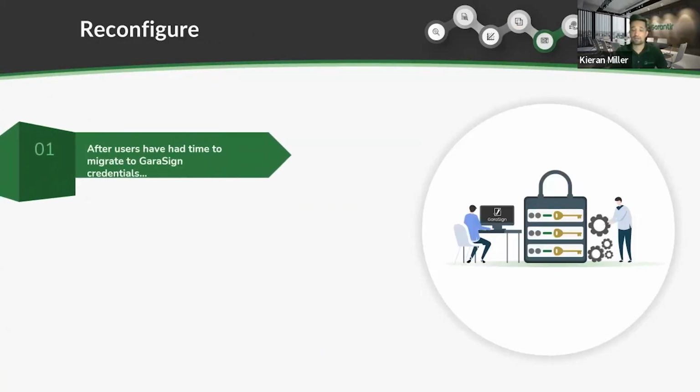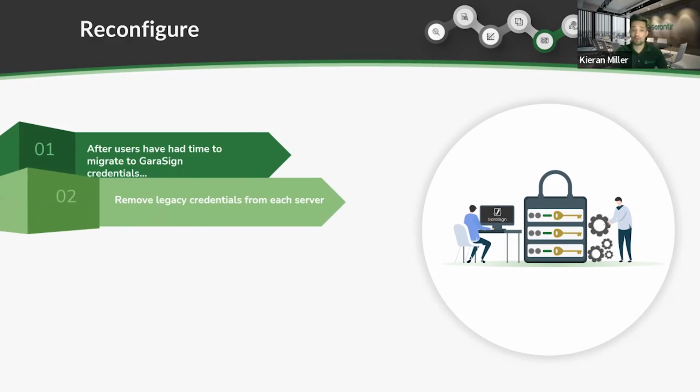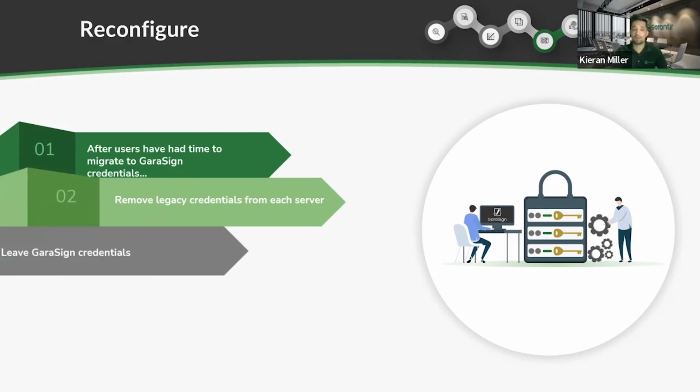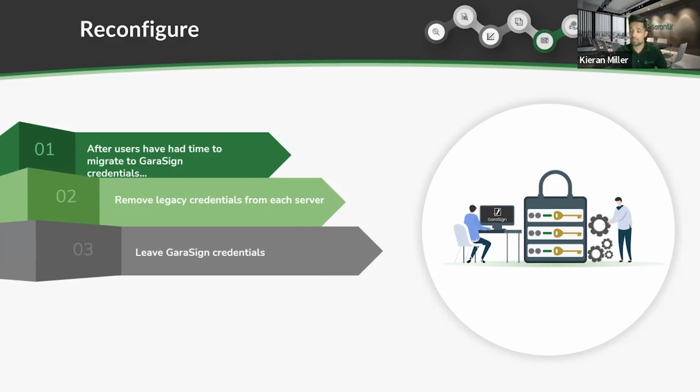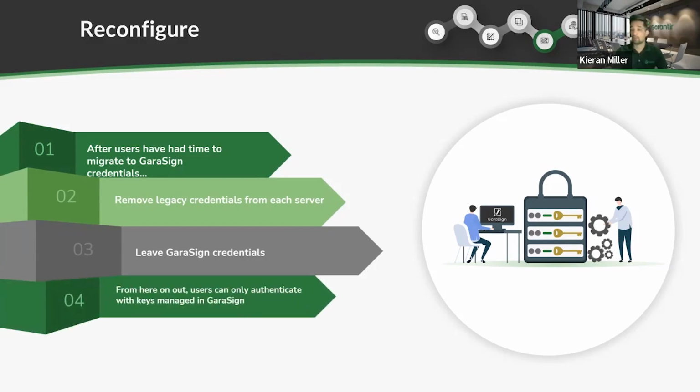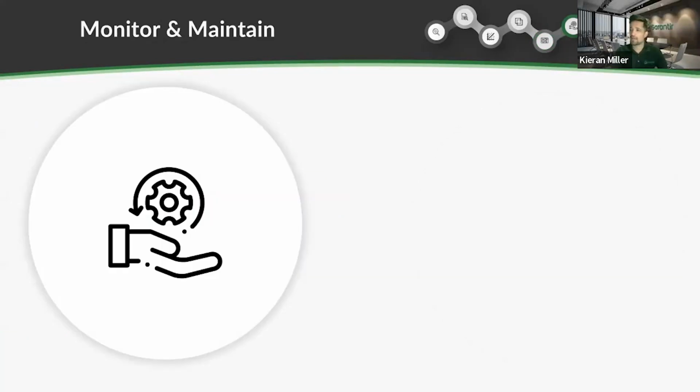Now we get to the reconfigure. So you've notified the teams, they've had sufficient time to migrate to the new credentials. So now what we're going to do is remove the legacy credentials from each server, but of course leave the HSM-based GaraSign credentials in place. The result is that from here on out, users can only authenticate using the keys in the HSM proxied by GaraSign. And so you can enforce all these controls and be sure that that's the only way users can authenticate. And then lastly, of course, you need to monitor and maintain the system.